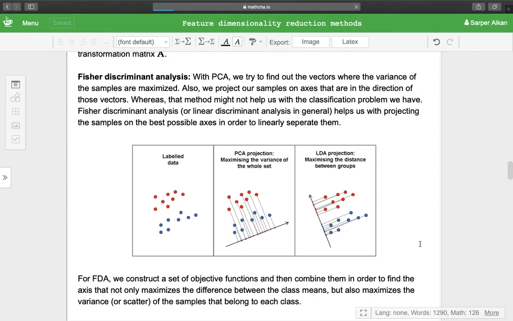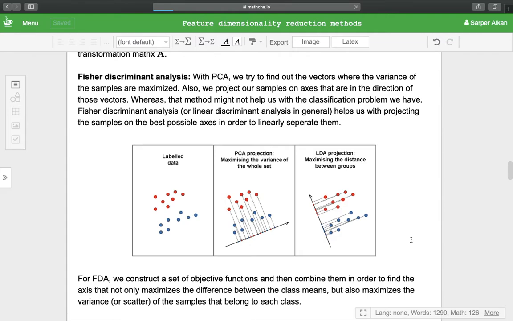In this lecture, we will discuss Fisher discriminant analysis. With principal component analysis, we try to find the vectors where the variance of the samples is maximized. Also, we project our samples on axes that are in the direction of those vectors. However, that method might not help us with the classification problem we have.